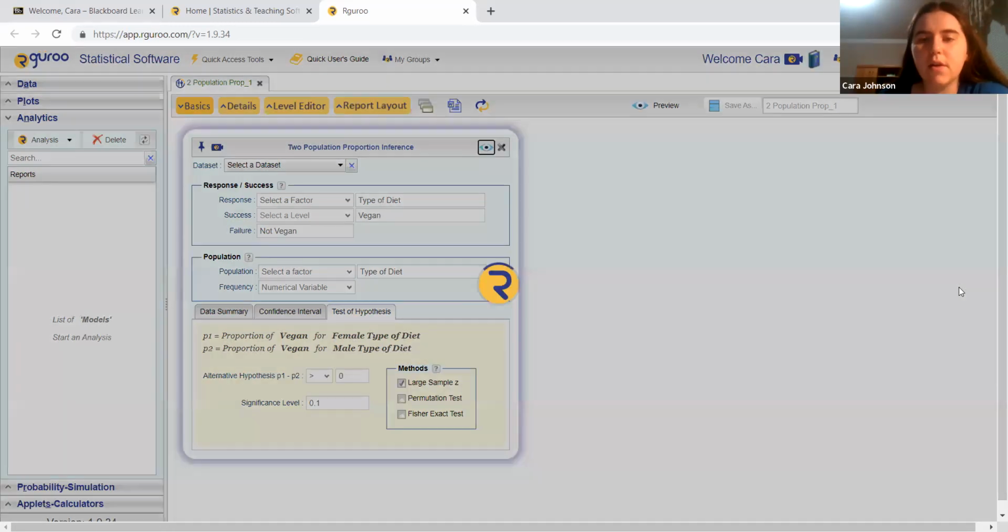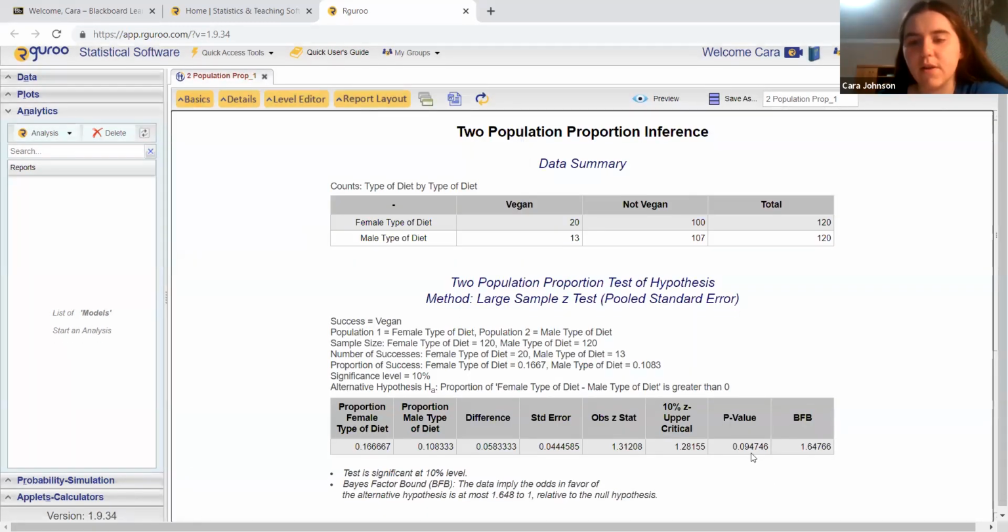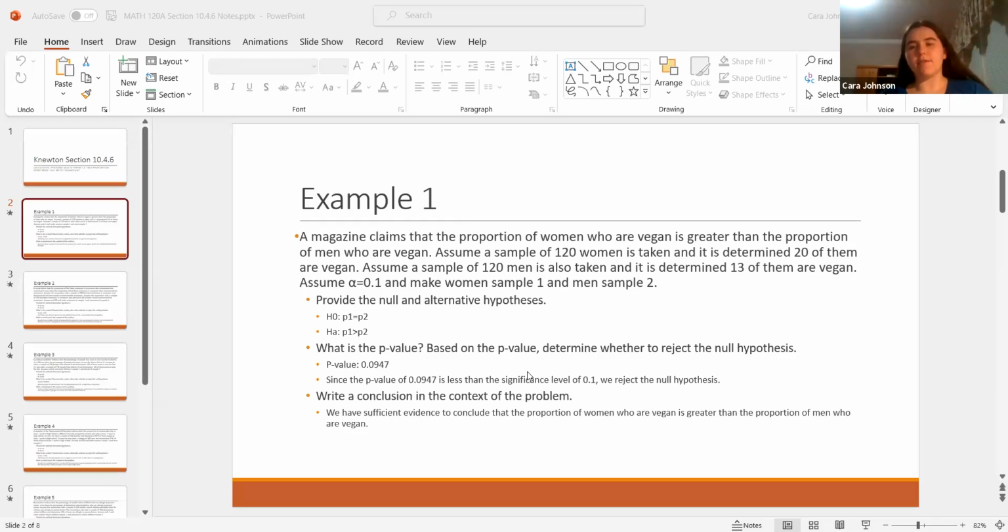Hit the eyeball. I'm getting a p-value of 0.0947. And then the OBSZ stat is the test statistic. So that p-value is less than the significance level, so we're going to reject. If we reject, that means we have enough evidence to say our alternative is true. So we have sufficient evidence to conclude that the proportion of women who are vegan is greater than the proportion of men who are vegan.